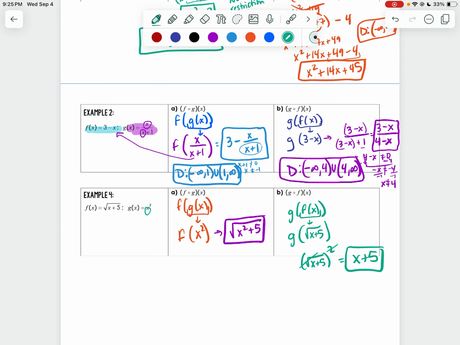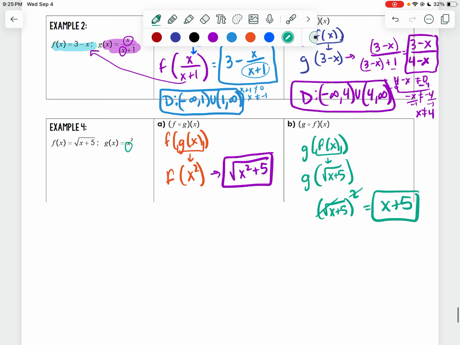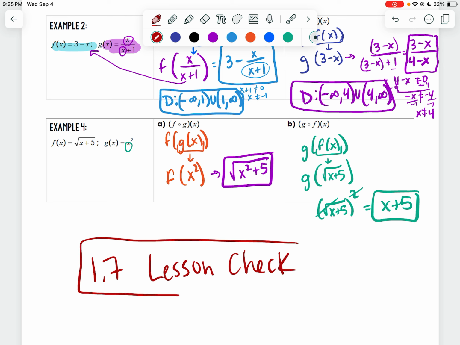Okay. So if timing is working out, when you guys get back from lunch, there is a 1.7 lesson check that you can work on in your groups. Okay, so that will be open when you come back from lunch, and then you can spend the rest of the period working on any missing lesson checks. Or if you have any that you just don't like the score that you have and you still have an attempt on it, go back and fix that up, okay?